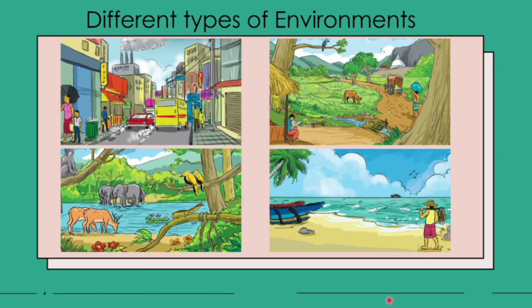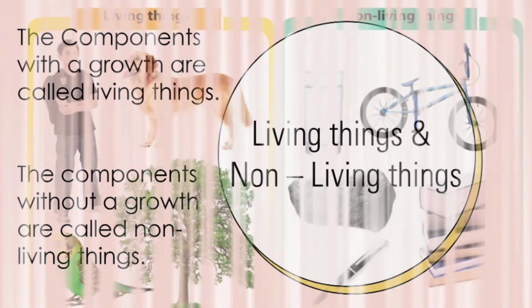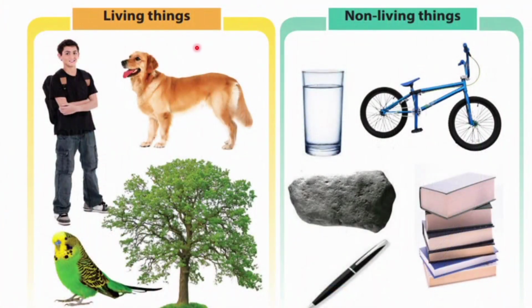Now let's categorize the things of this environment into two groups. We have to categorize them into two groups as living things and non-living things. The components with growth are called living things, and the components without growth are called non-living things. Okay. Now let's see the examples for living things and non-living things.